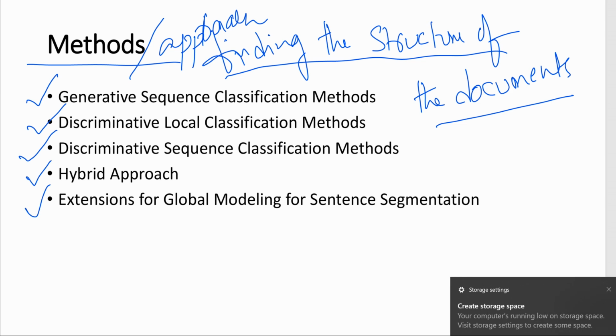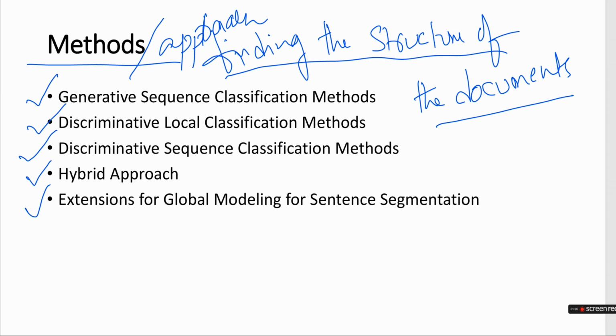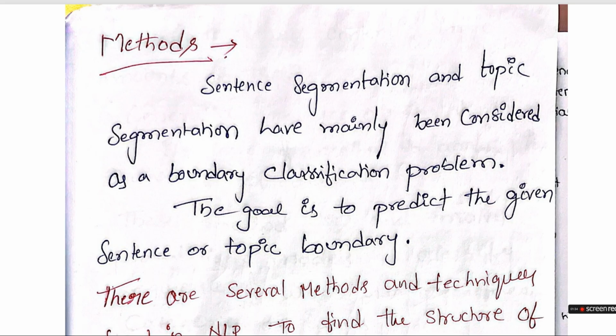So before going to discuss the detailed description of the methods, first of all we need to know why we will use the methods. Okay, so see this one. In the last lecture we studied the segmentation topics, right? Sentence segmentation and topic segmentation. Segmentation can be done for finding the boundaries from the given input text, right? So these methods, sentence segmentation and topic segmentation, have been considered as a boundary classification problem. The main goal of these methods is to predict the given sentence or topic boundary.